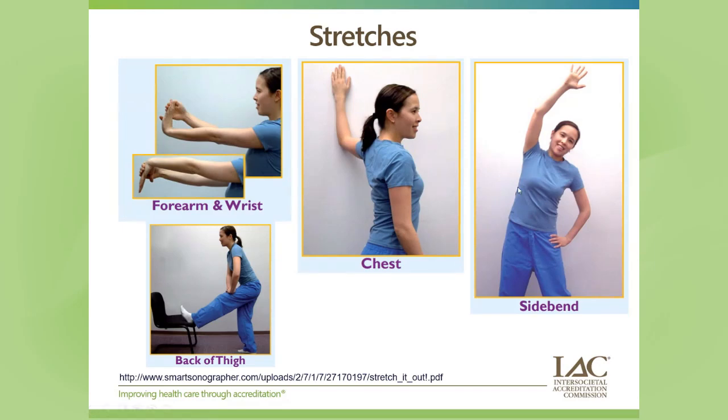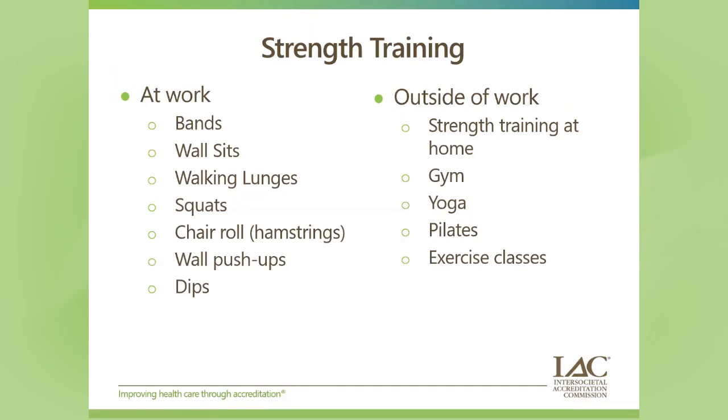That side bend to stretch out, especially if you've had to get in some of those awkward scanning positions, will help. We don't think about our hamstrings getting tight, but if you are in a sitting position most of the day, that part really does get tight, and it also affects your back. So thinking about stretching the back of the thigh, which is your hamstrings, and getting that stretch in will definitely help. So strength training, what can we do?